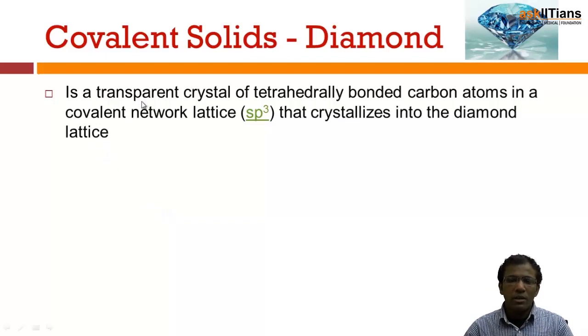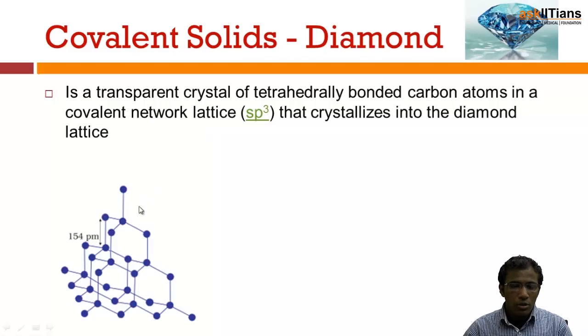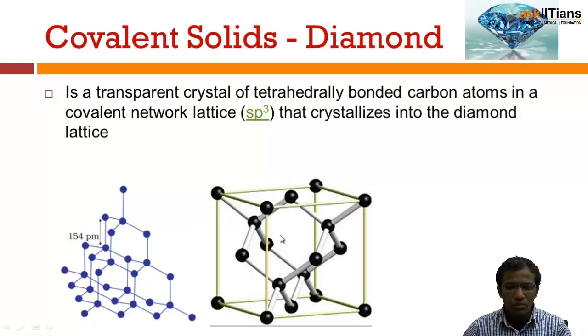Diamond is a transparent crystal of tetrahedrally bonded carbon atoms in a covalent network lattice, as you can see in this image, where each carbon is forming 4 bonds and has sp3 hybridization, which is tetrahedral. It crystallizes into the diamond lattice. This 154 pm is the C-C bond distance. The black ones are the carbon atoms, tetrahedrally bonded, forming a covalent network lattice.